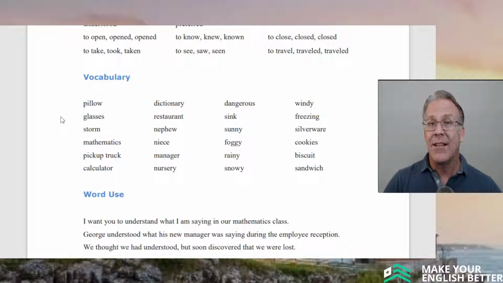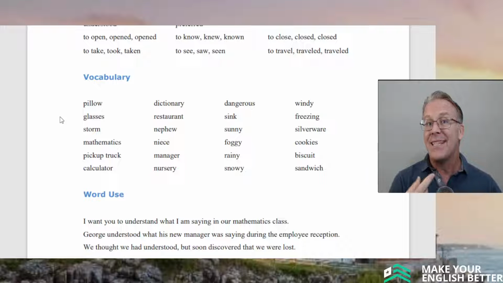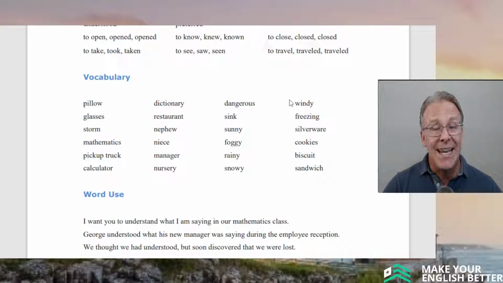Glasses. What are glasses? These are glasses. Glasses are also cups. So this is a glass. Several of them together are glasses. Okay? Storm. A storm is bad weather. So if you have foggy weather, freezing weather, windy weather, maybe together or apart, you have a storm. A storm can be dangerous, so you have to be careful.